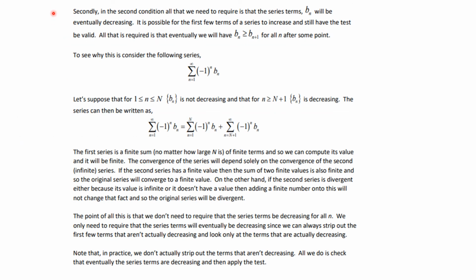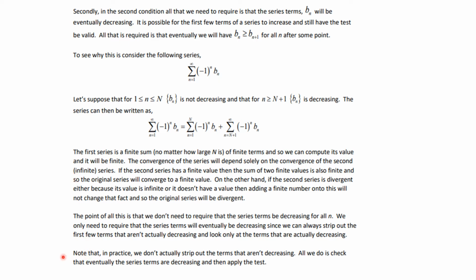Secondly, in the second condition, all we really need to do is say eventually the b sub n's will be decreasing, because the first finite number of terms doesn't really matter. It's all about the tail. So all that's really required is for the b sub n to be bigger than or equal to b sub n plus 1 after some point. And this kind of explains that, but I've talked about that.